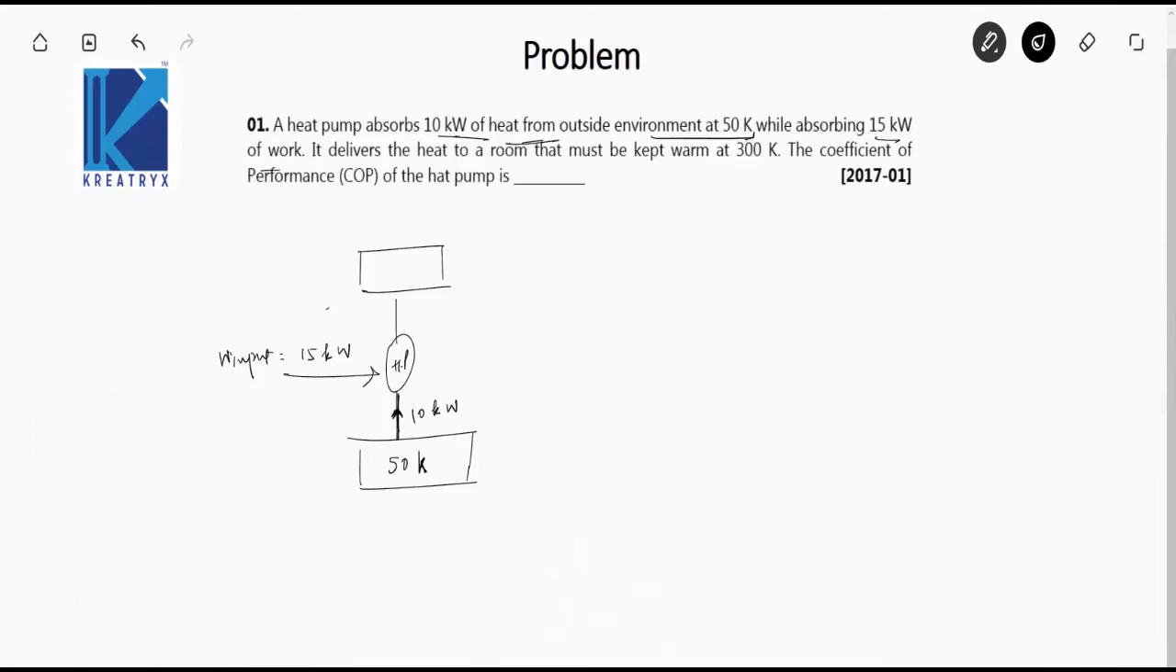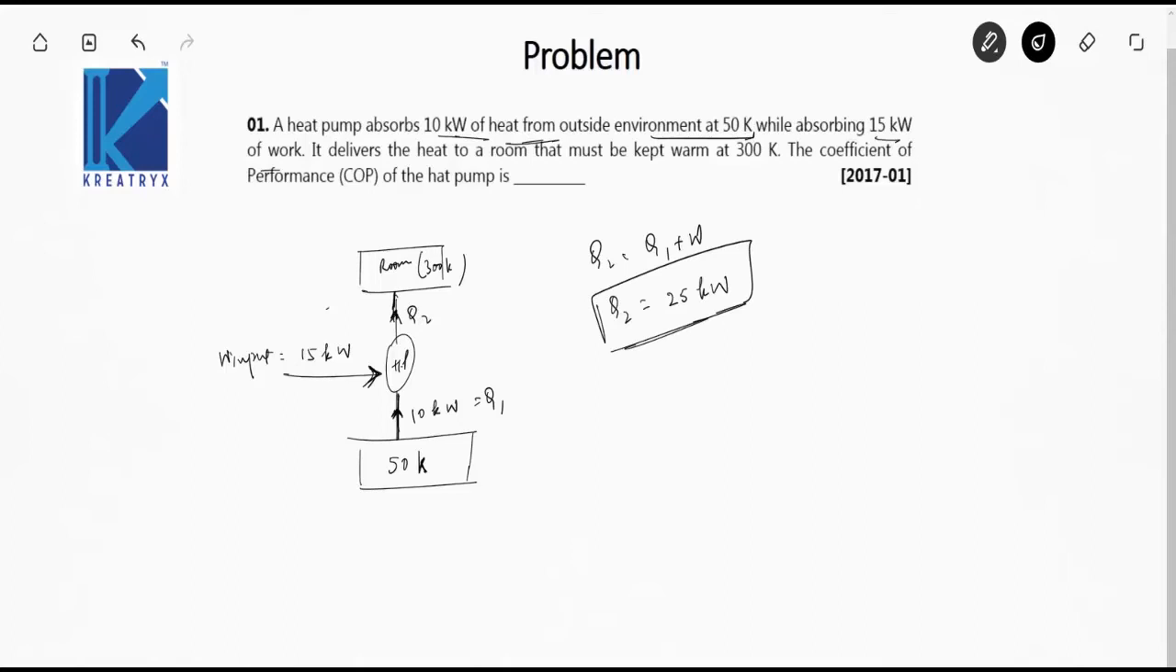So this is the heat pump, and this is our room which is at 300 Kelvin. Let this be Q1, let this be Q2, the heat which is actually going into the room. From conservation of energy, Q2 will be equal to Q1 plus W, and Q2, the heat which is entering into the room, is equal to 15 plus 10, that is 25 kilowatt. So this is the heat that is entering the room.